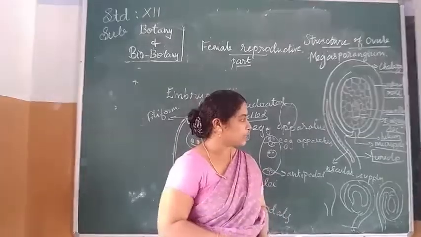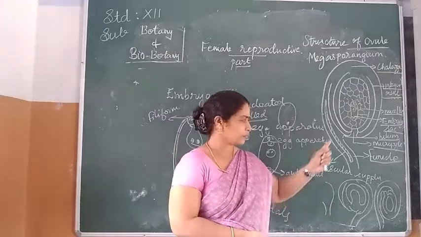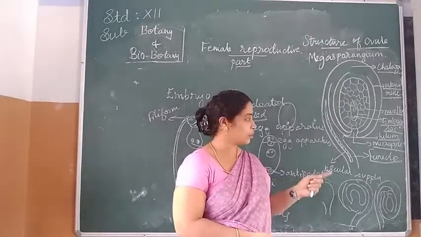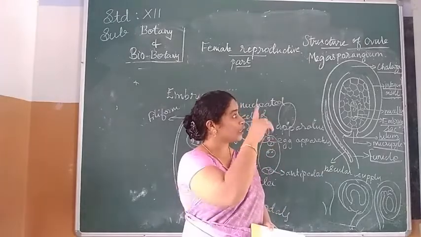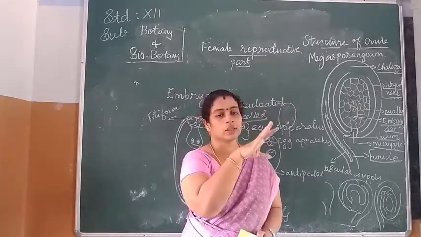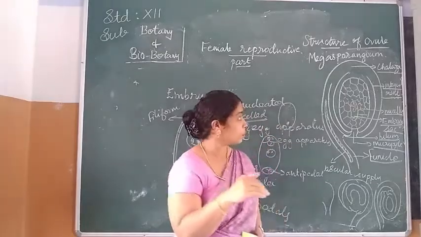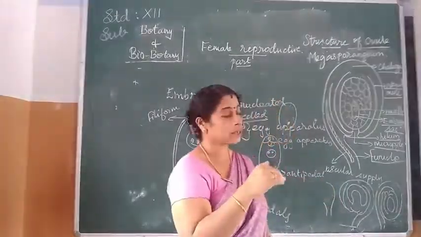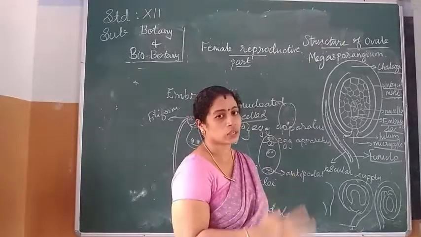Then the integument leaves a small opening at the ovule, and it is known as micropyle. The place where the nucellus, integuments and the funicle meet is known as chalaza. So this is about the structure of the ovule.